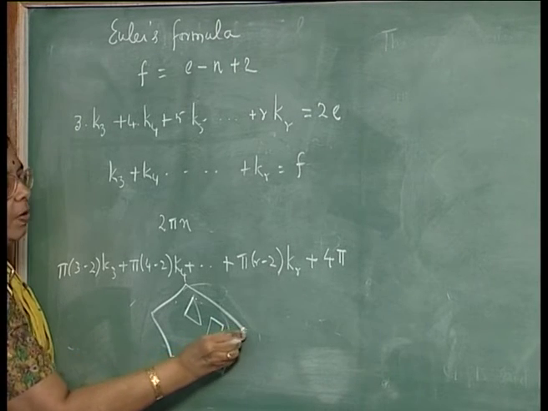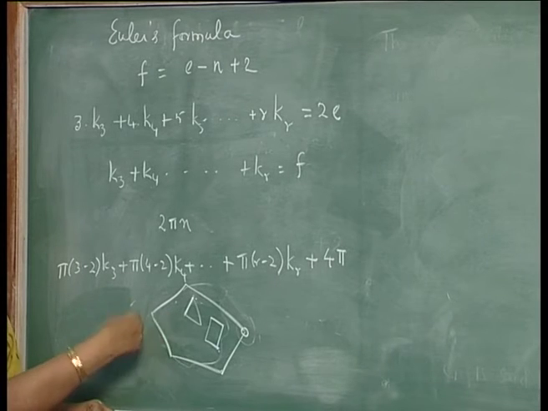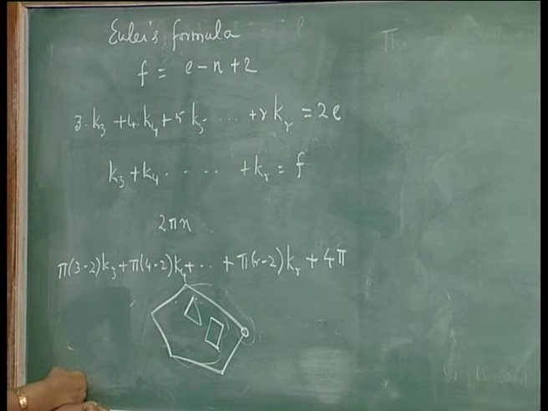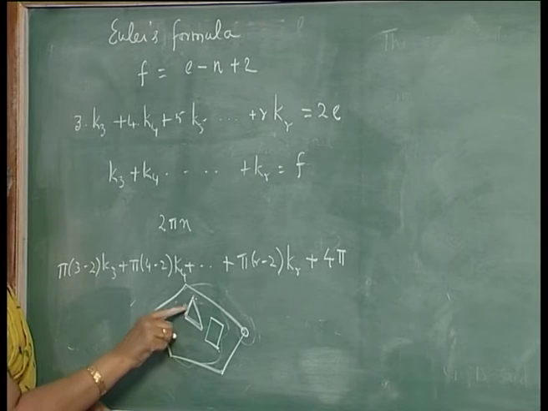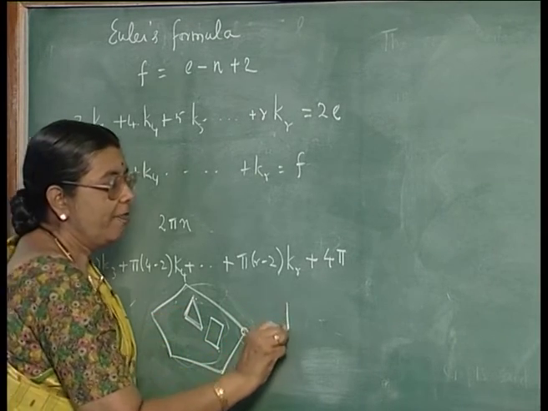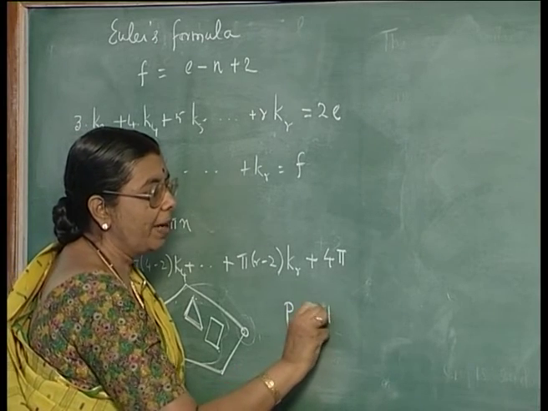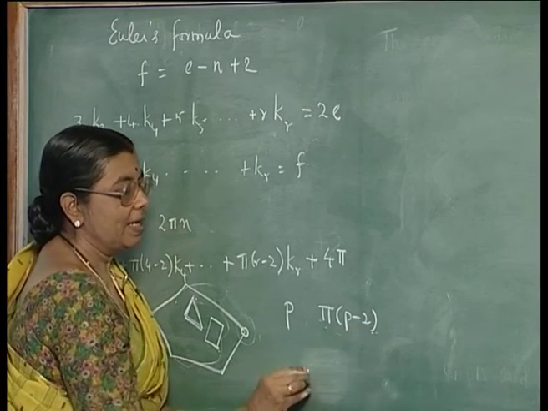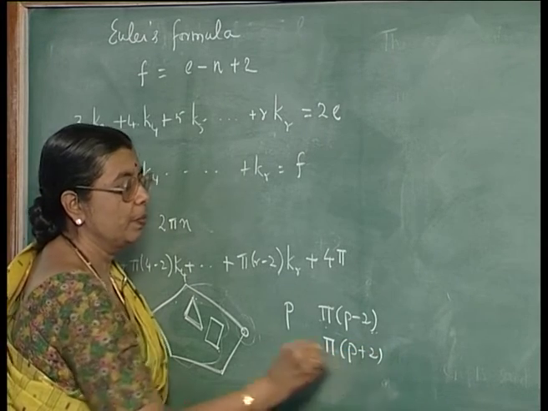Now, if you take each node, the total angle around that is 2 pi, that we know. There are n nodes. So, if you count all the angles, it sums up to 2 pi n. But how do you get that? There are some polygons. If a polygon is p-sided, the sum of the internal angles adds up to pi into p minus 2. The sum of the external angles adds up to pi into p plus 2.